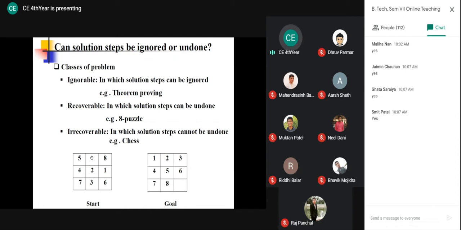But having done that, we cannot change our mind and immediately slide the tile 2 into this empty space. We might start by sliding the 5 into the empty space, but we cannot change our mind and immediately slide the tile 2 into the empty space. So what we can do is backtrack and undo the first one, meaning sliding the tile 5 back to where it was, and then we can move the tile 2. So this can be done. That's why you can say that the 8 puzzle is an example in which the solution step can be undone.